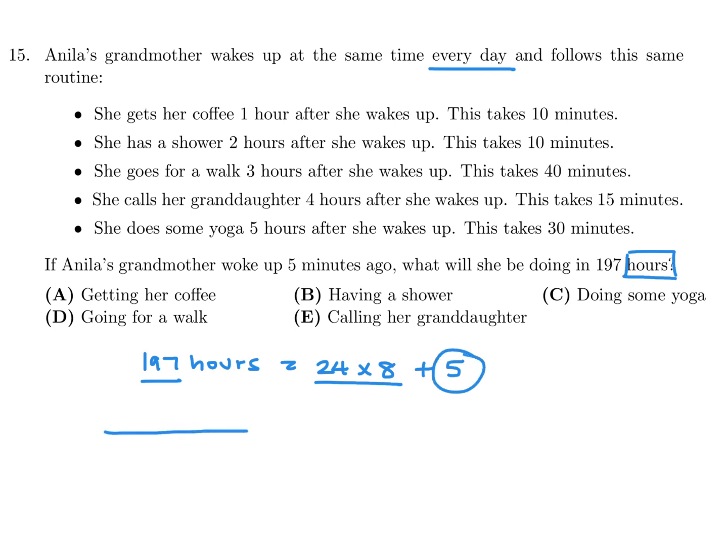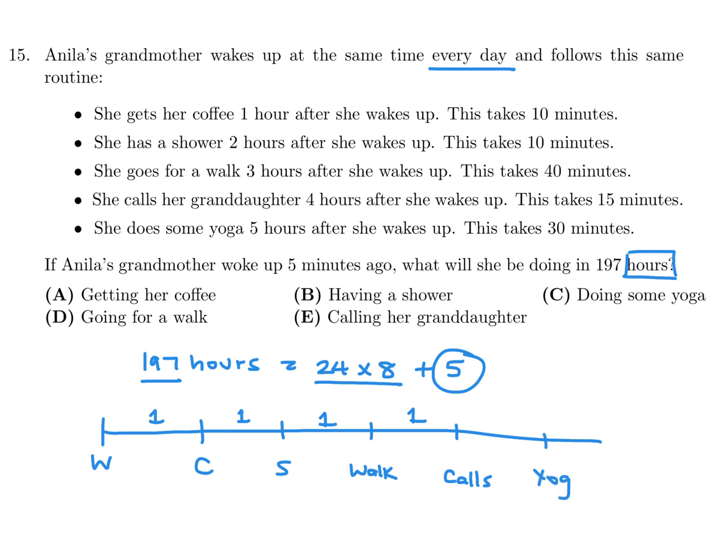So let's make a number line or whatever. So this is where she wakes up. Coffee after 1 hour. So this is 1 hour. And then what's the next one? Shower after 1 more hour. So this is 2 hours after she wakes up. So 3 hours after she wakes up, she goes for a walk. So that's another 1 hour. 4 hours after she wakes up, she calls. That's another 1 hour. And 5 hours after she wakes up, she does yoga.